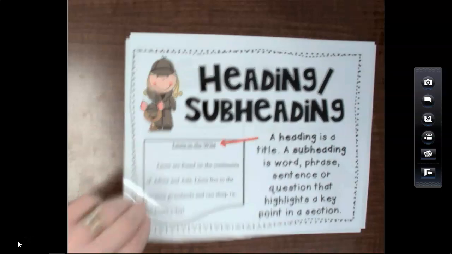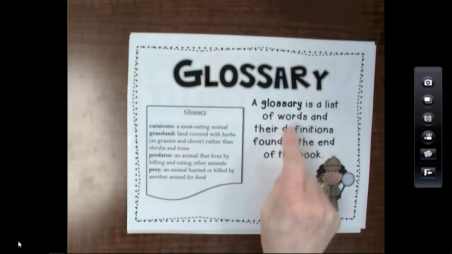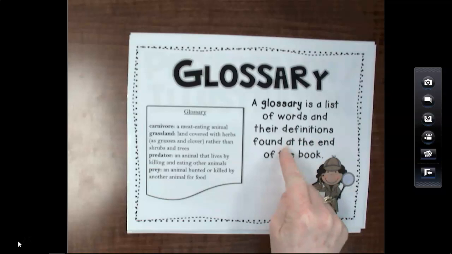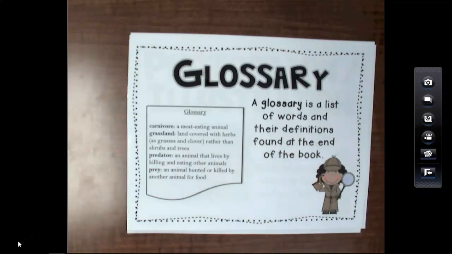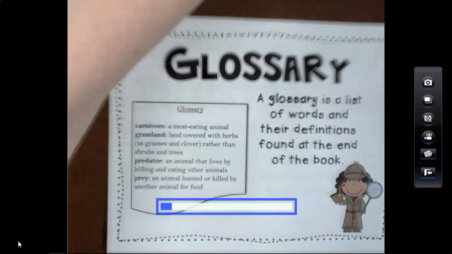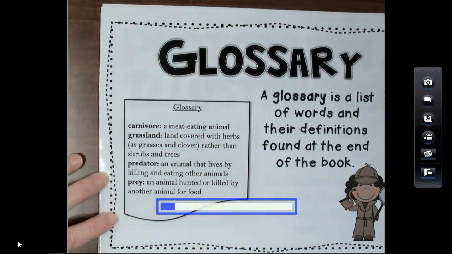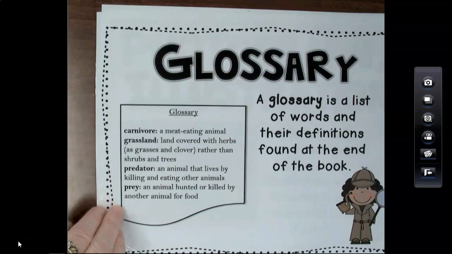That's a heading. You could also have a glossary. Now, a glossary, for instance, in your social studies book would be at the end of the book. A glossary is a list of words and their definitions found at the end of the book. So in a glossary, it's going to look like a dictionary. It would have a word. This word is carnivore. So it would have a word, and then it would also include its definition. That's the glossary of a book.